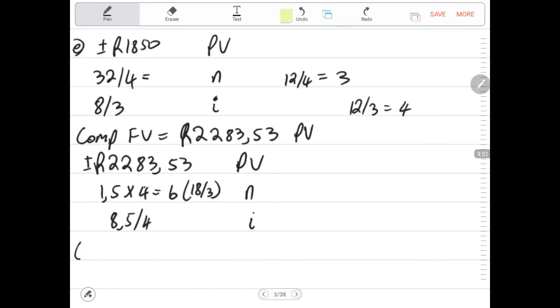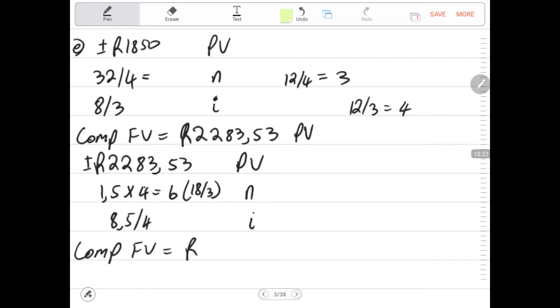Then we compute our future value. Then what do we do? Clear the calculator. Don't forget second function alpha 00 to clear your calculator. We say plus minus 2,283 Rand 53 cents is the present value. 6, you press N, or you can say 18 divided by 3, then you press N. 8.5 divided by 4, you press I, then we compute our future value.